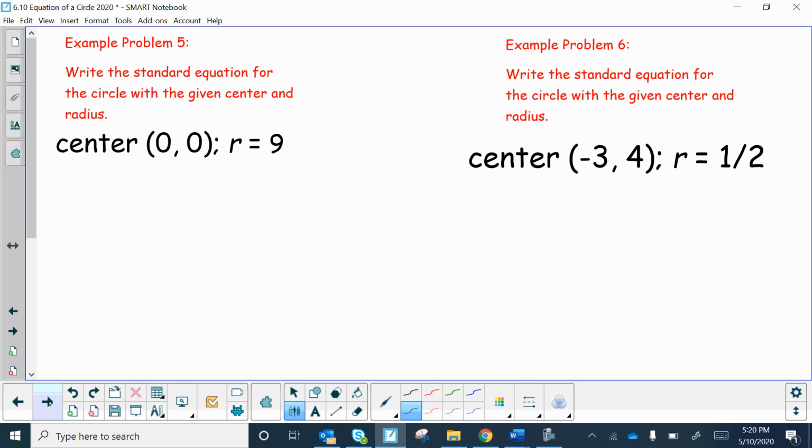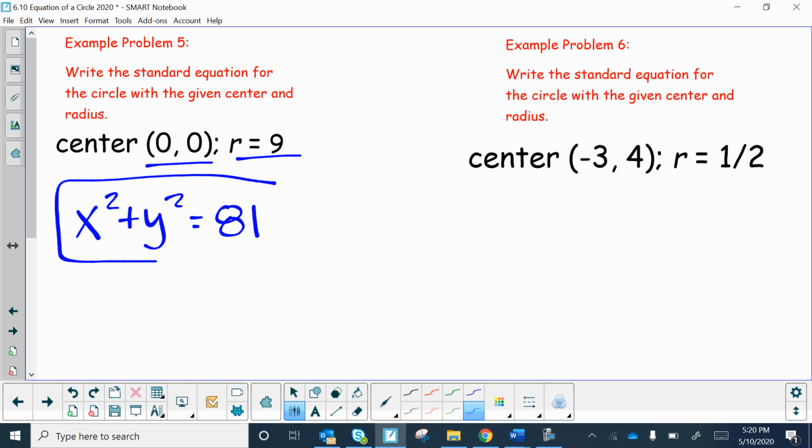All right, let's look at these next two problems. It says write the equation for a circle with the given center and radius. Okay, so the center is at 0, 0, so you should know it's going to start out like x squared plus y squared. The radius is 9, so remember it equals r squared, so I'm going to just write 81. And that's the equation given those two pieces of information.